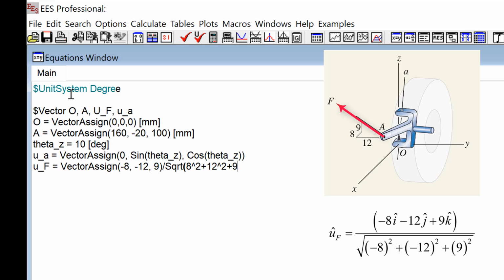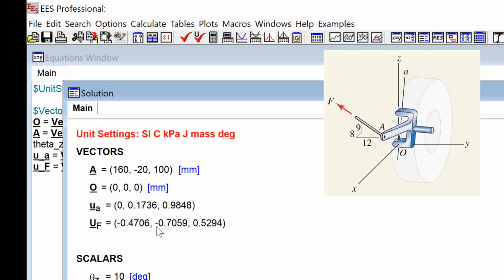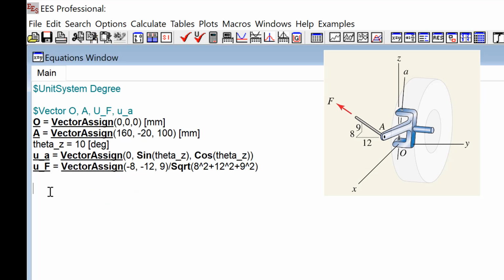And that's not a unit vector, it's only a unit vector if I then divide that by the magnitude, which is, I guess, the square root of minus 8 squared plus minus 12 squared plus 9 squared. So that's my unit vector uF. I can go ahead and define the position vector ROA. That's just A minus O.